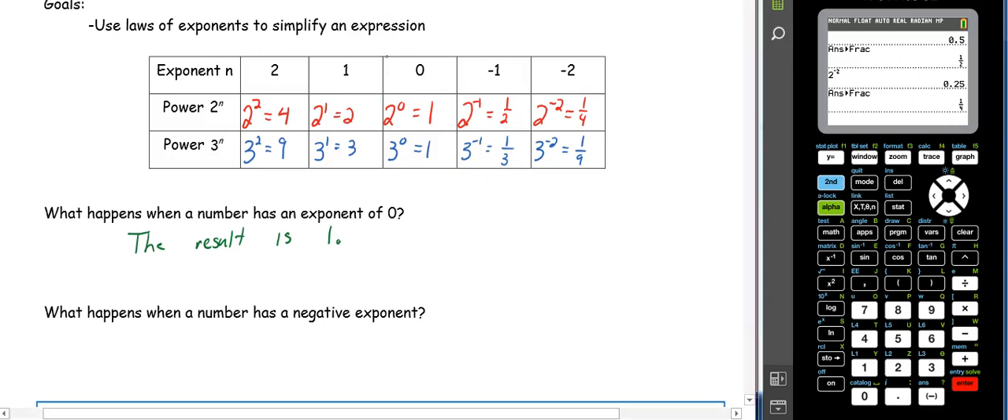What happens when the number has a negative exponent? So notice here, we have 2 to the negative 1, which is 1/2, and 2 to the positive 1 is 2. Those numbers are reciprocals because they're fractions and we're flipping the numerator and the denominator. So what happens when a number has a negative exponent? It turns to the reciprocal of the positive exponent.